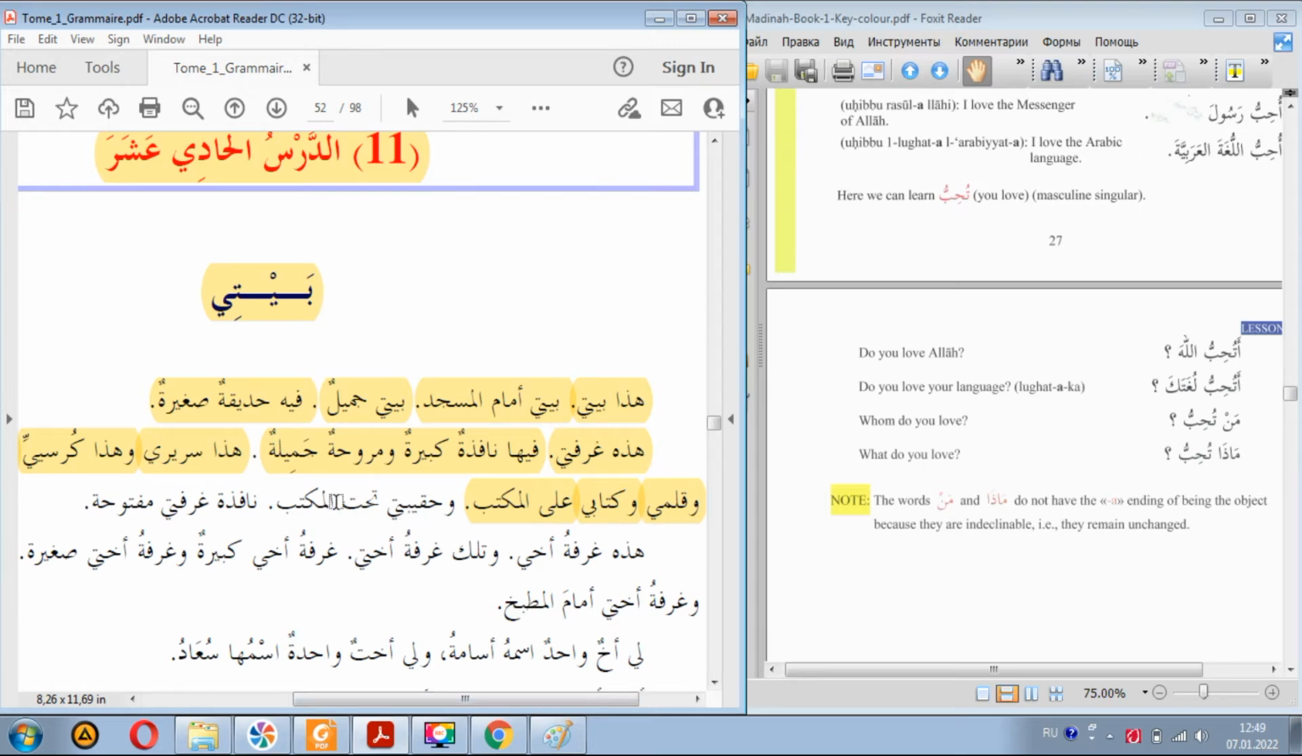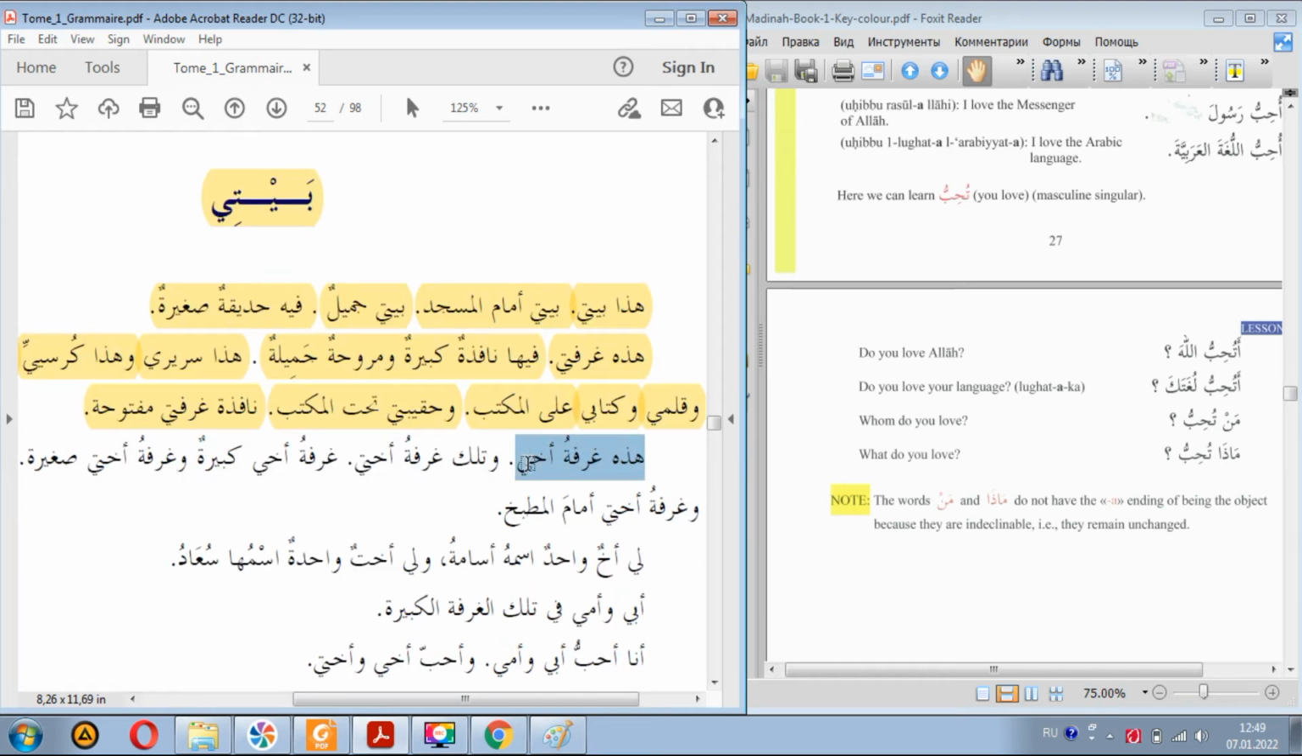وحقيبتي تحت المكتب, and my bag is under the desk. نافذة غرفتي مفتوحة. مضاف إليه. نافذة غرفتي. The window of my room is open.